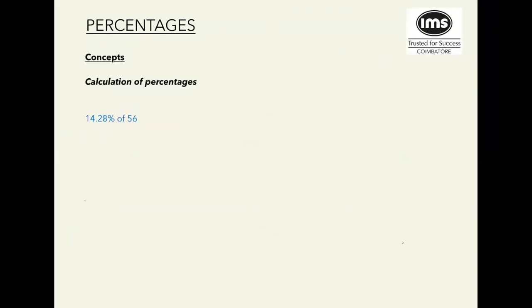So the next one is another example where we have to calculate 14.28% of 56. Now, we saw you usually write it as 14.28 by 100 into 56. If you're comfortable with doing all the multiplication calculation, that's fine. You can do it. It's going to take a longer time, that's all. So this would come to somewhere around 7.99, which is actually equal to 8.